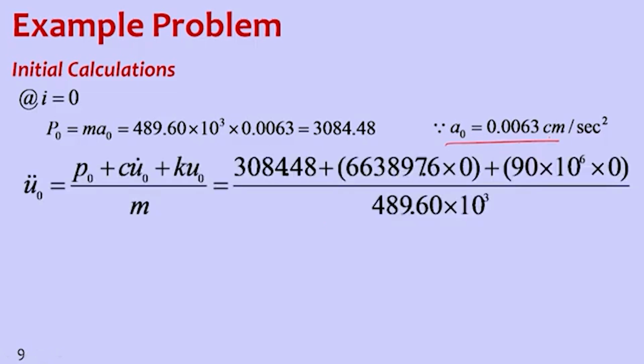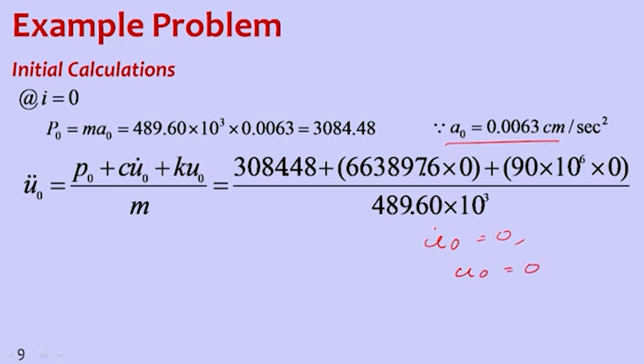So this is the first value of P naught, and u double dot 0, the initial acceleration, is equal to (P naught minus C u dot 0 minus K u 0) by m, which is already discussed. So calculating this one, 3084.48 plus 663897.6 into 0, where we assumed u dot 0 as 0 and also u of 0 as 0.